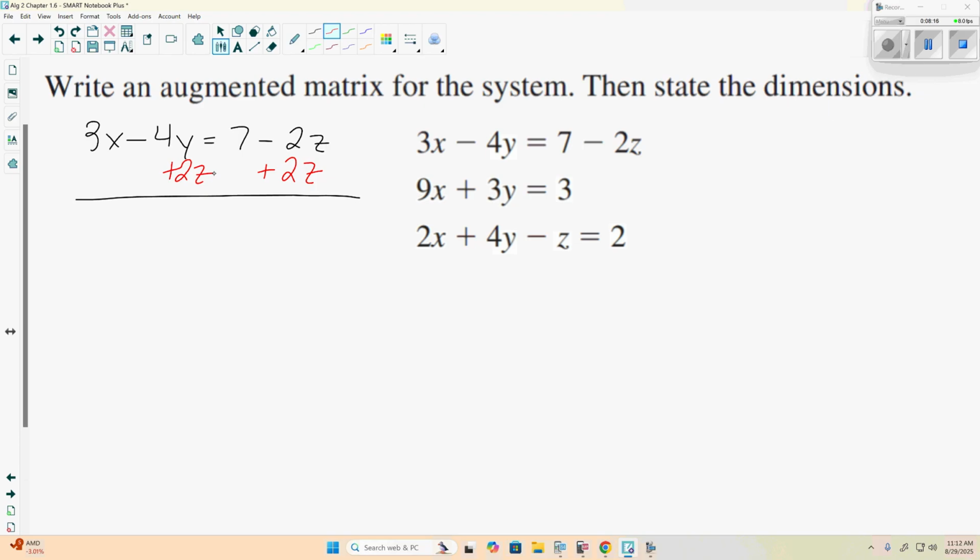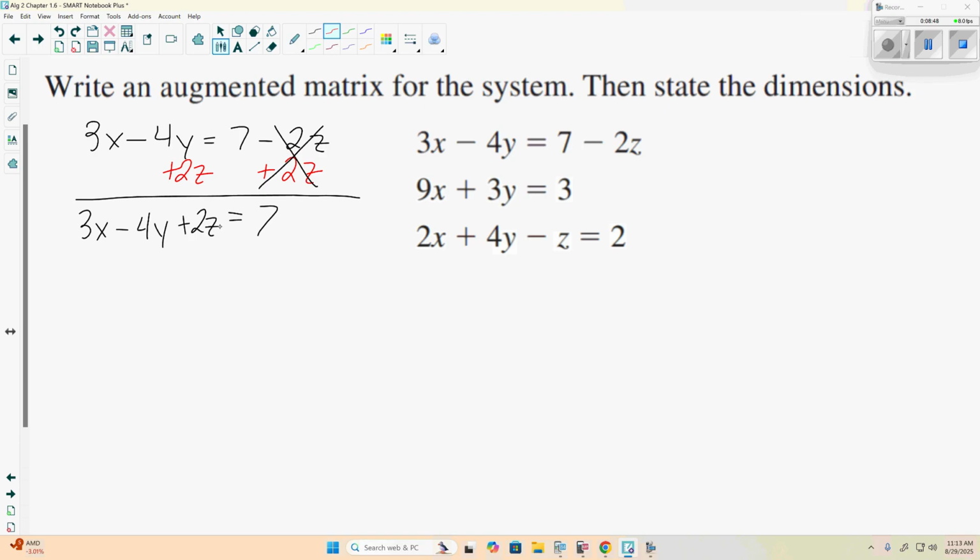So we would add 2z to both sides, because if we look at the left side, negative 2z plus 2z, negative 2 plus 2 is 0. So that would remove the 2z from the right side. But we now add it to the left side. Now, since none of these are like terms, we'll have 3x minus 4y plus 2z equals 7. Oh, so you pretty much are just moving it up by making it look like an equation.